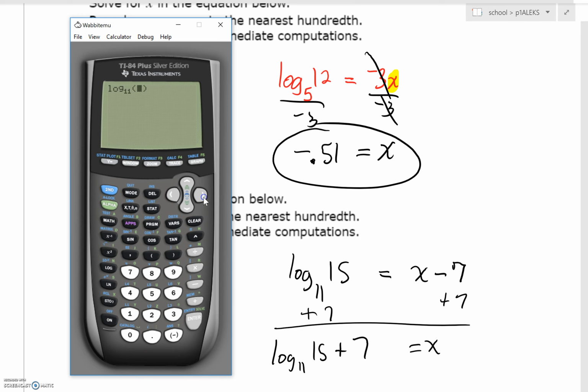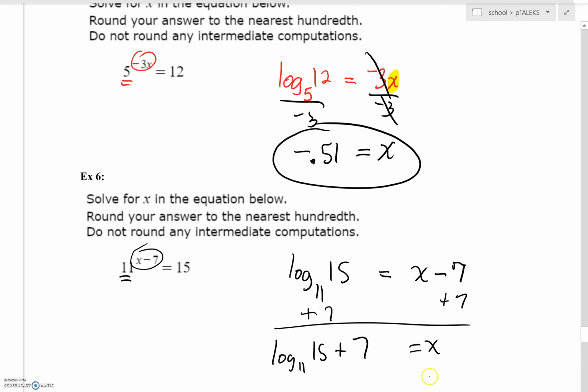I'll type in an 11. Type in our 15, exit our parentheses and say plus 7. And guys, it looks like we'll be at 8.13 when we round.